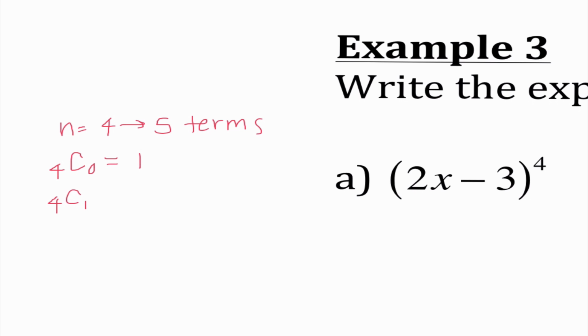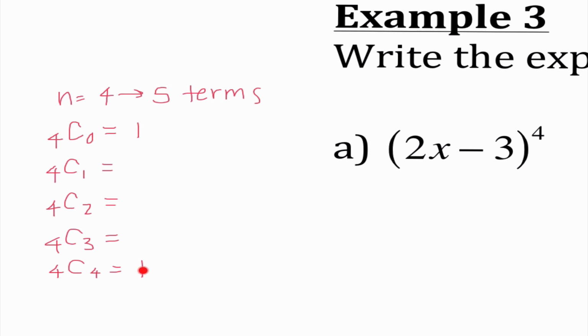Okay, 4 combination 1, 4 combination 2, 4 combination 3, 4 combination 4. Okay, I know that last one is also going to be 1 because these go in a symmetric pattern. So if I do 4 combination 1, that means I would have 4 factorial over 4 minus 1 factorial times 1 factorial. This reduces to just be 4. So I know 4 combination 1 is 4, 4 combination 3 is also 4.